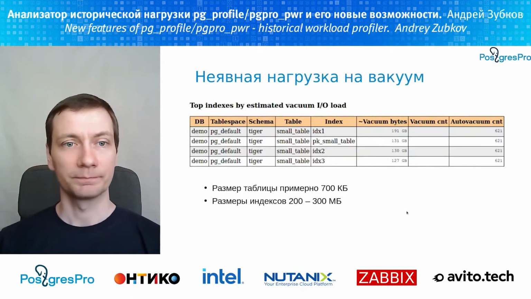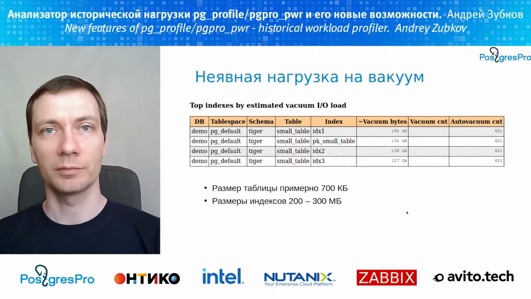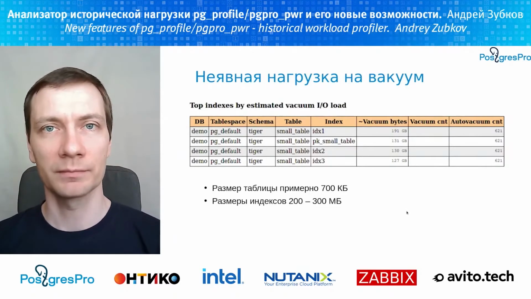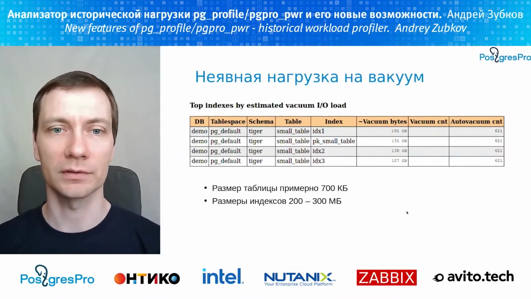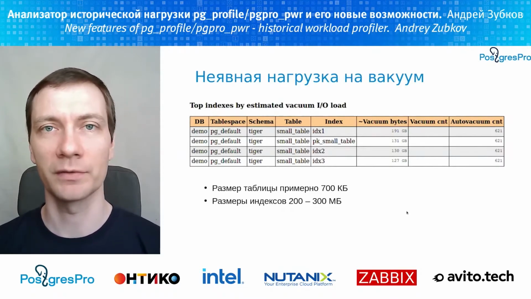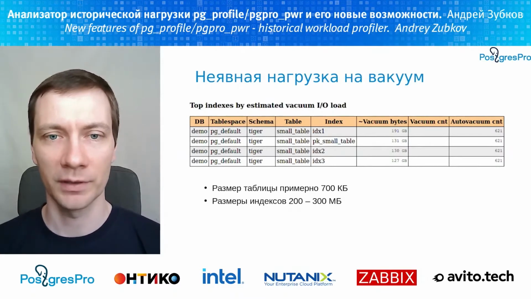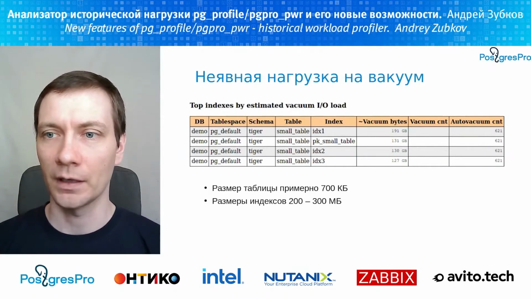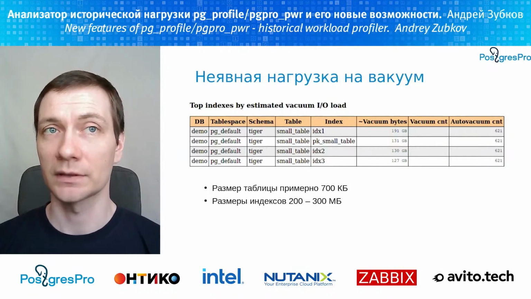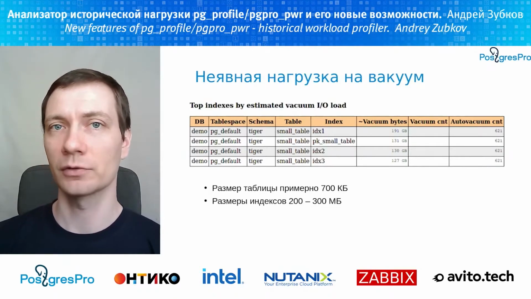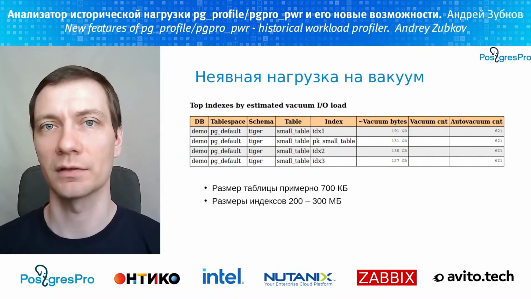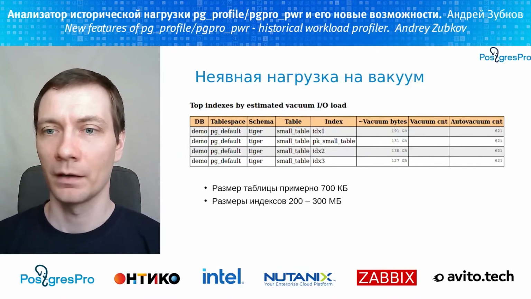Right. Speaking about the non-obvious load on vacuum. Now, vacuum uses the visibility map, and it's all fine. It doesn't have to go through the whole table, and it checks the blocks that were changed. But the index is not optimized in that sense, and vacuum has to scan all the indexes after scanning the table.